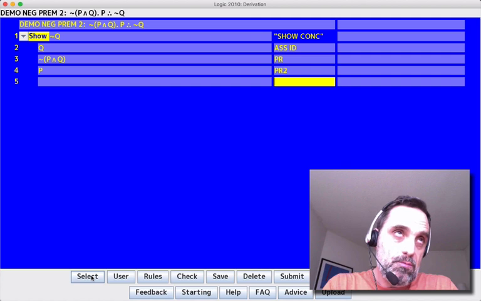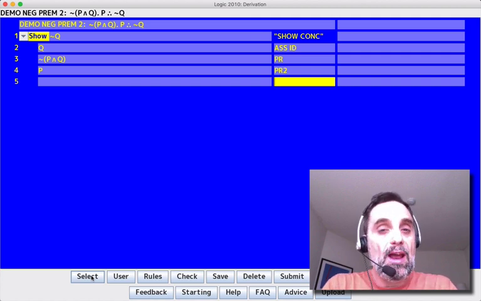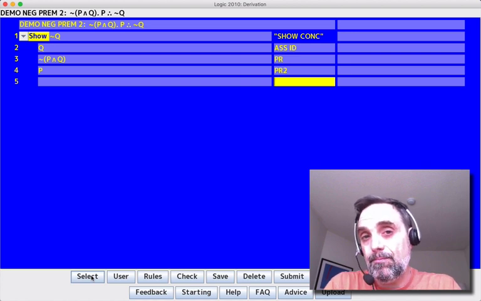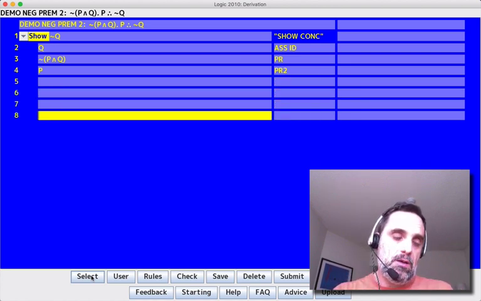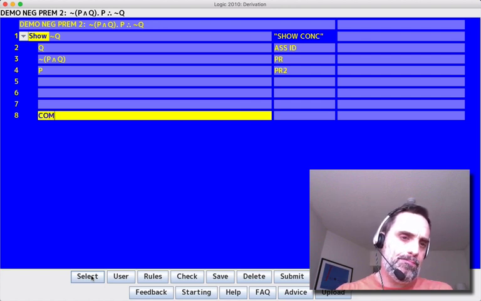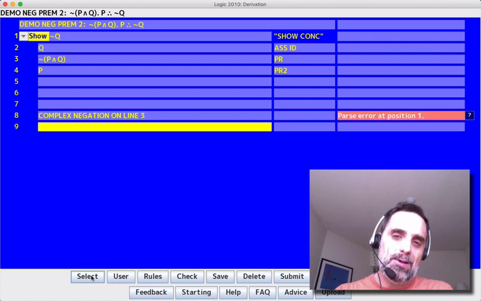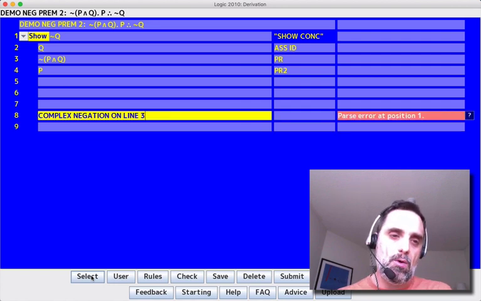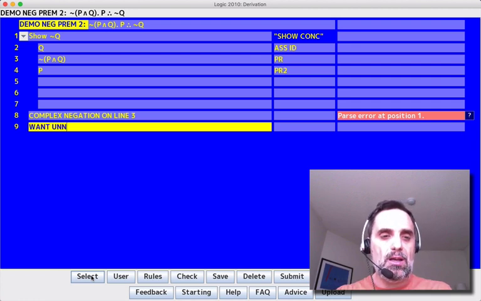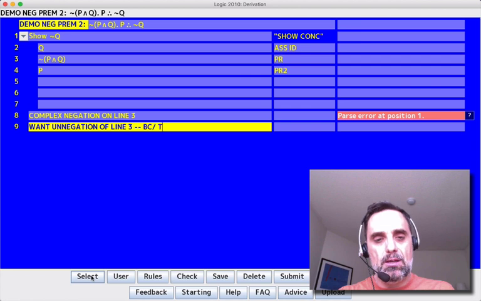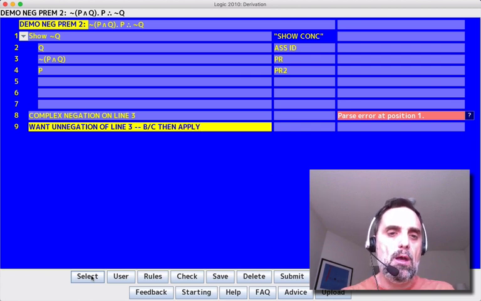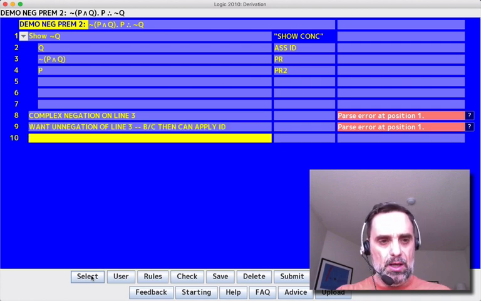Okay. So what we have is one of these negated premises. And when we have a negated premise, what do we want to do with it? Well, if we had the unnegation, we could apply ID and we could complete the derivation. So we have a complex negation on line 3. And what do we want to do with complex negations? Well, we want to get their unnegation. So we want the unnegation of line 3, because then, although we don't have any inference rules that apply, we do have our boxing and canceling rules, and in particular we can apply ID. So what is the unnegation? The unnegation is P and Q.